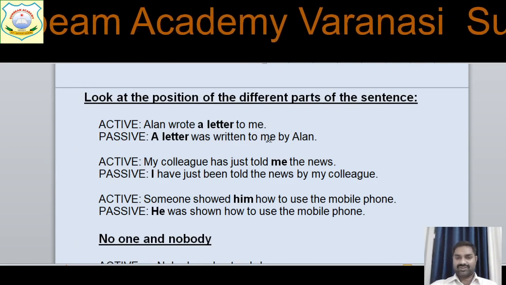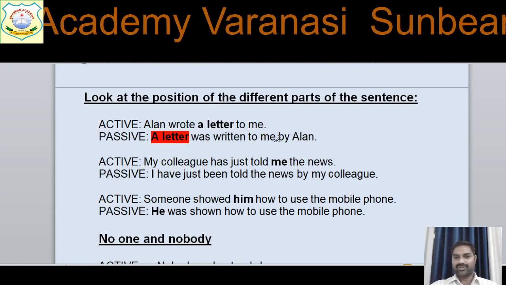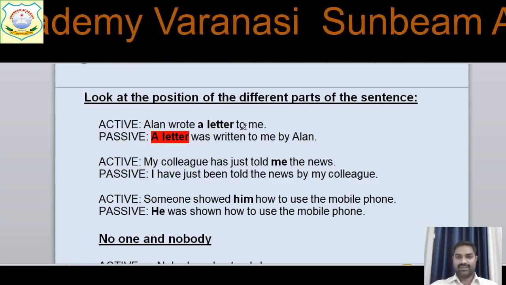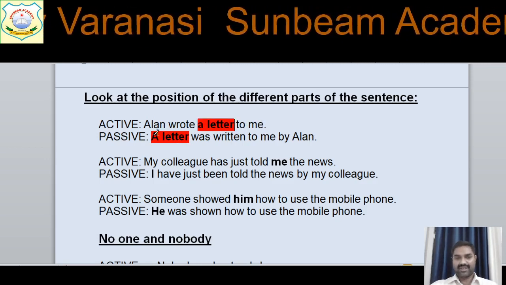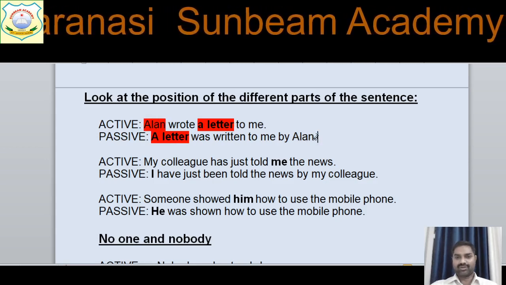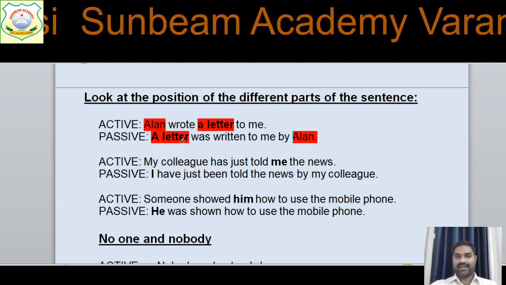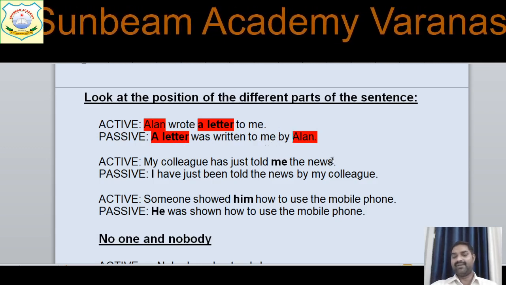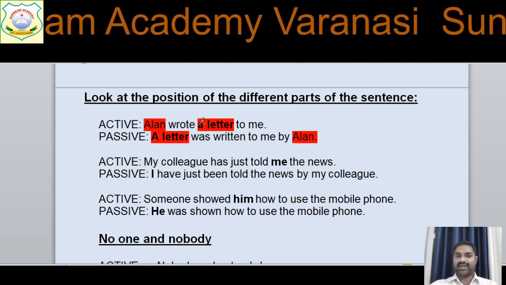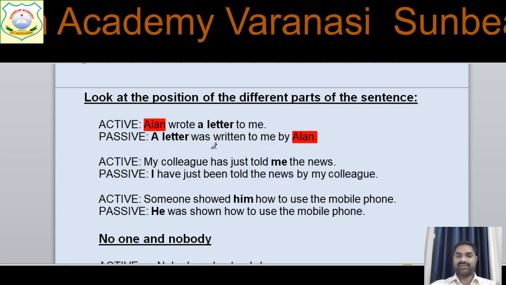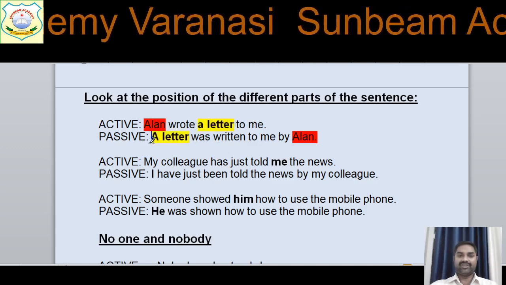Now have a look at these sentences. Active voice. See the differences. Alan wrote a letter to me. A letter was written to me by Alan. So, as I told you, the object of the active voice will come in place of the subject of the passive voice, and the subject of the active voice will go to the place of the object of the passive voice. So: Alan wrote a letter to me. A letter was written to me by Alan. Now you have learned the major changes: subject in place of object, and object in place of subject. You have learned two things.